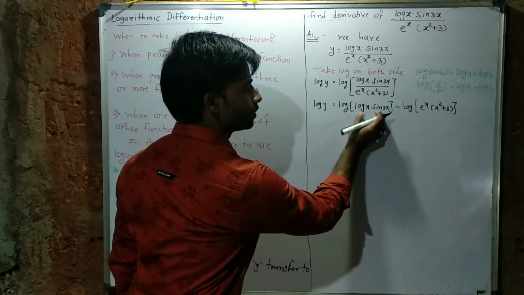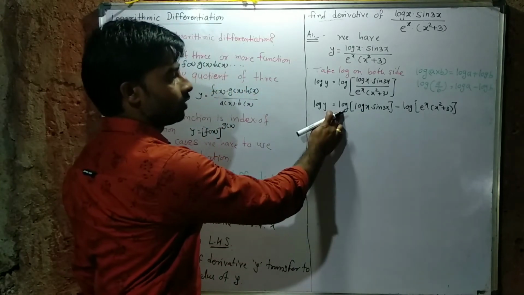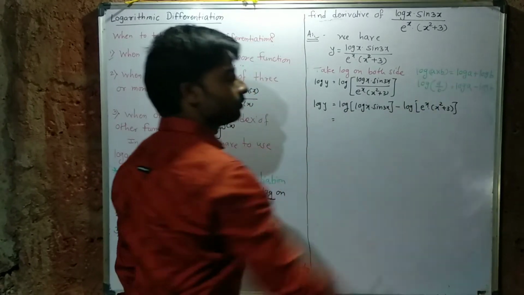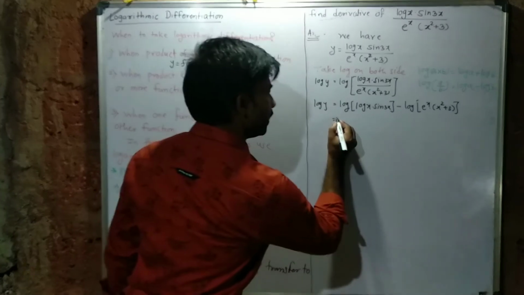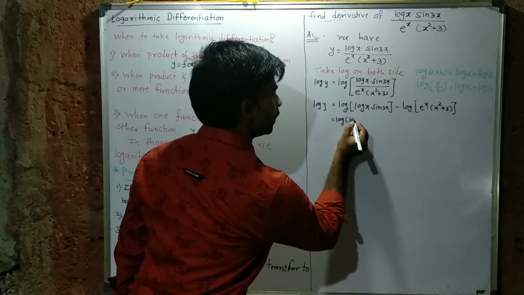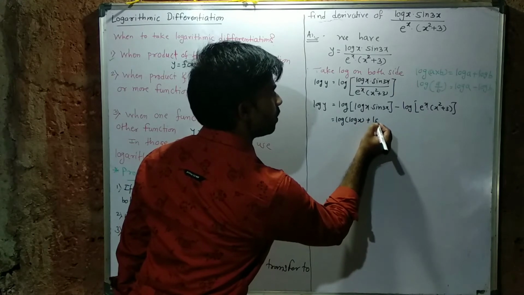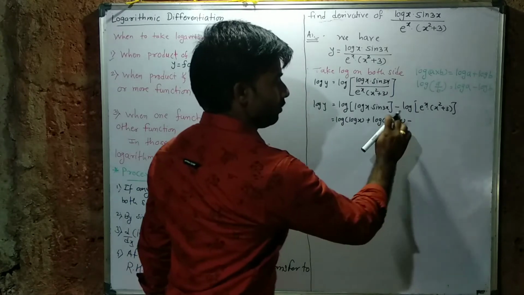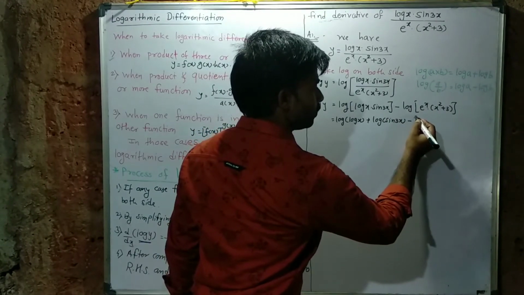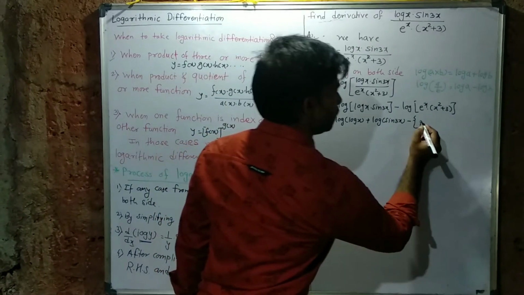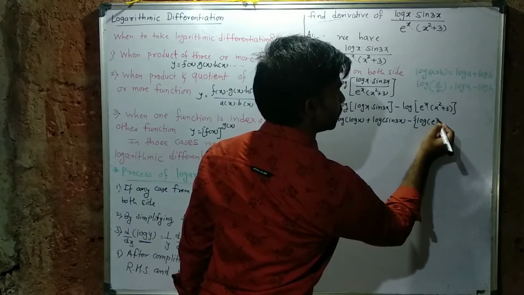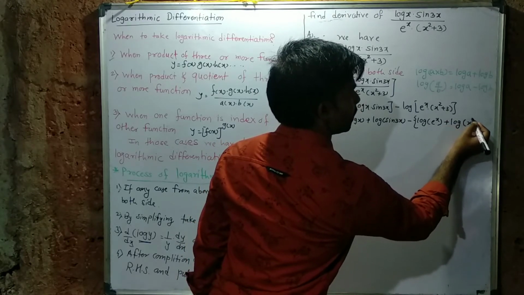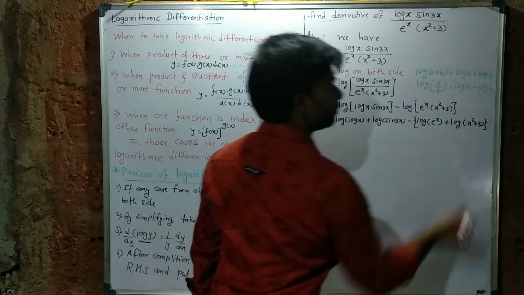That means these two functions are multiplied to each other, and we have to take the log of that function. At that time you will get the addition according to the multiplication rule of logarithm, and therefore log of log x plus log of sine 3x minus, when we take the minus at that time, first of all we have to put inside the bracket log of e raised to x plus log of x square plus 3, and complete the bracket.